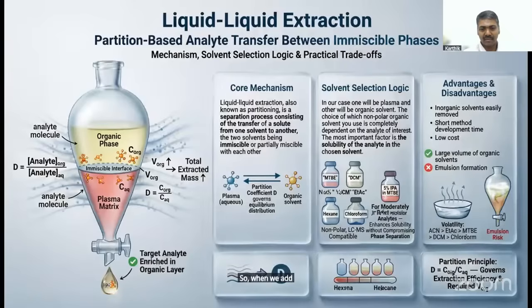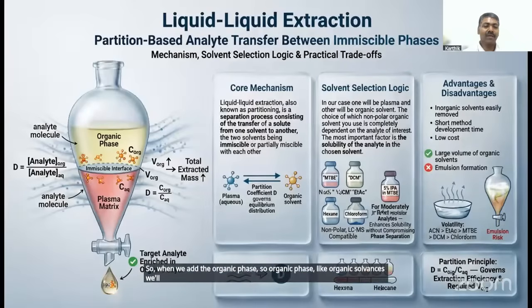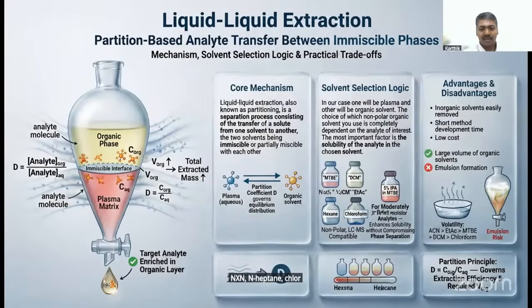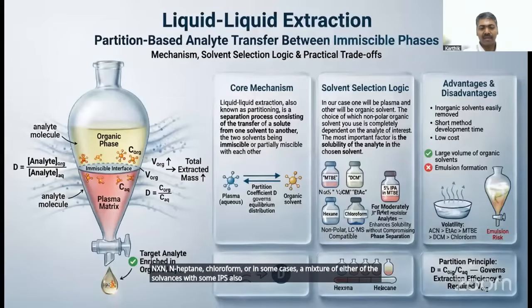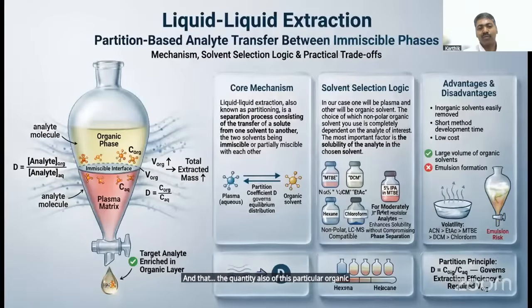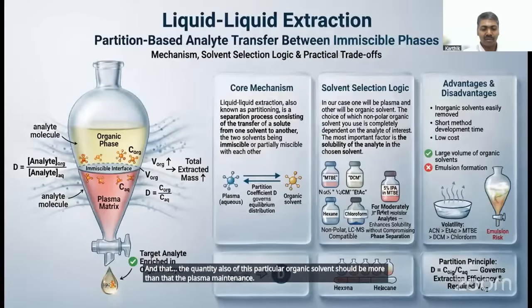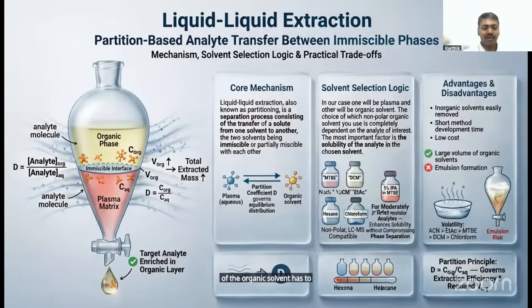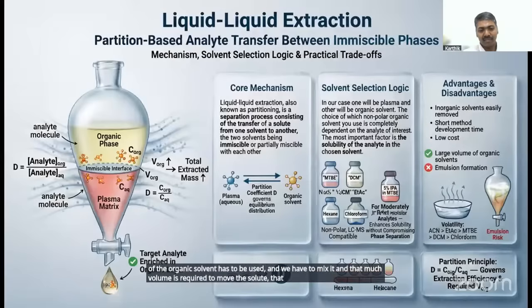When we add the organic phase, we'll be using solvents like MTBE, DCM, diethyl ether, ethyl acetate, n-hexane, n-heptane, chloroform, or in some cases a mixture of these solvents with some IPA. If the drug is more polar, then IPA can be added with this organic solvent, and the quantity of organic solvent should be more than the plasma matrix. Usually, if we take 100 microliter of plasma, then at least 1 to 1.5 ml of organic solvent has to be used, and we have to mix it.